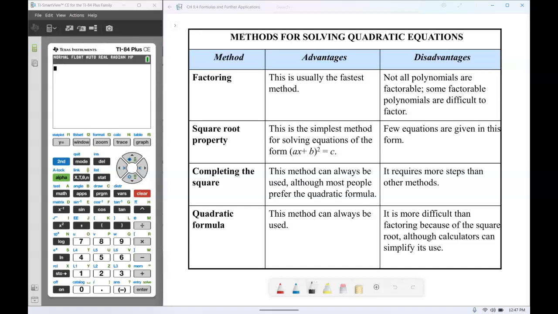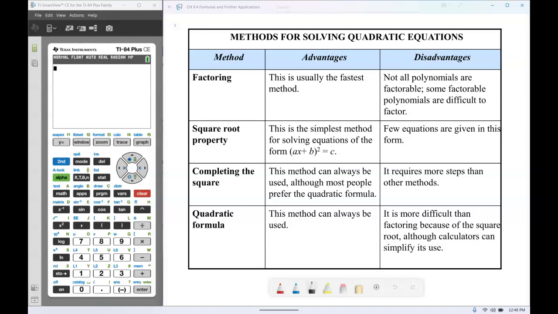We've got four methods of solving quadratics. We started with factoring, usually going to be our fastest method. Problem is, not everything is factorable, and some things are just more annoying to factor than they're worth. So when we can, we want to try and see if we can factor, but if not, then we're going to move on to something else.